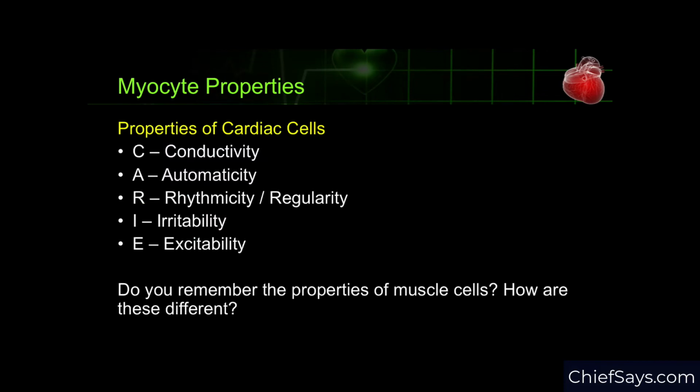Now, because of these electrolytes and because of the functions of skeletal and cardiac muscle, we do get some properties within the myocyte, some of which are shared with skeletal muscle and others that are unique properties of the cardiac cells. So let's focus on the unique properties of cardiac cells. CARI is an acronym that can help you memorize these unique properties, but these properties are important in understanding how electrical impulses are derived in both normal functioning heart tissue and heart tissue that's experiencing disease or abnormalities.